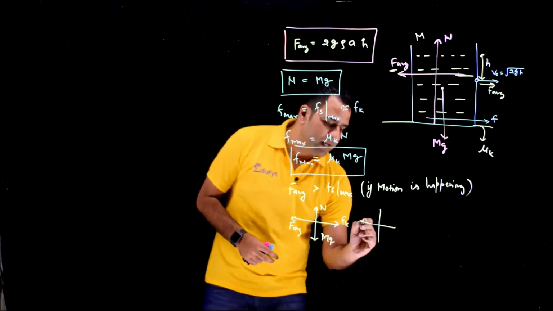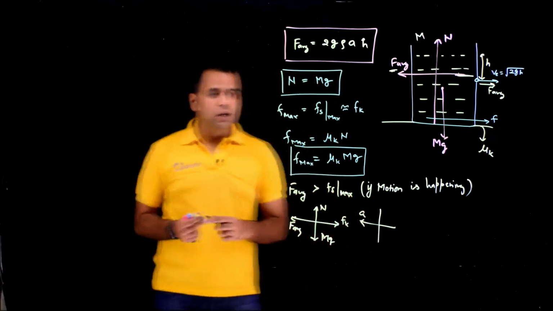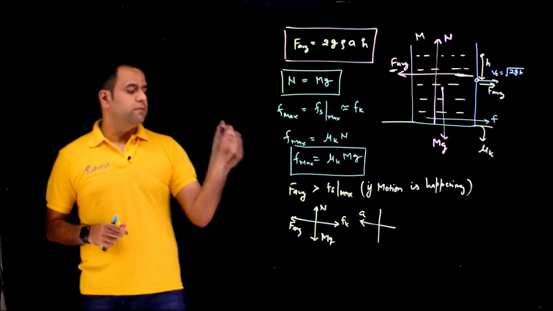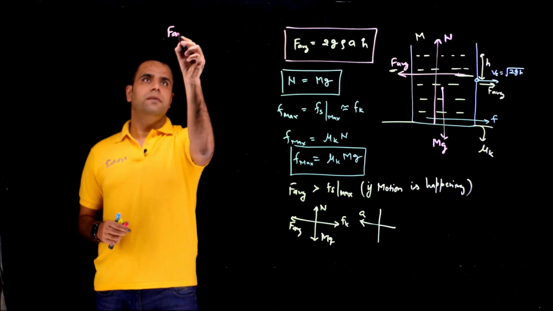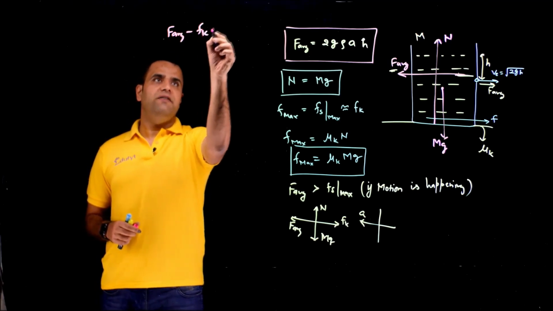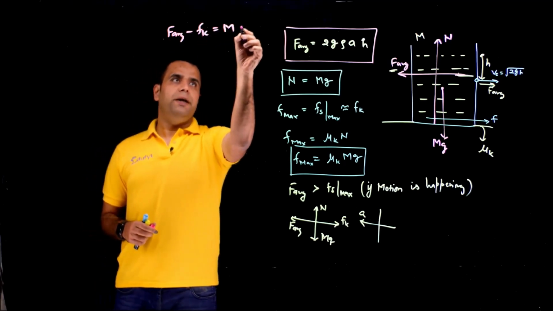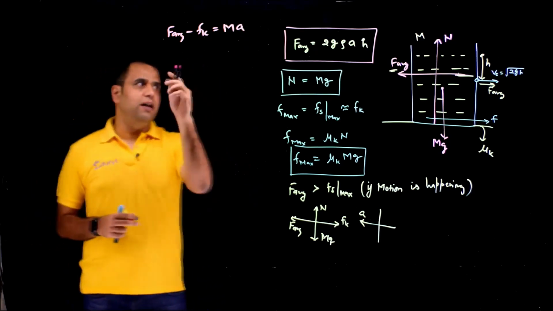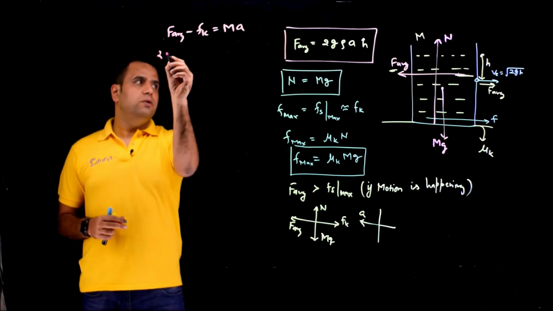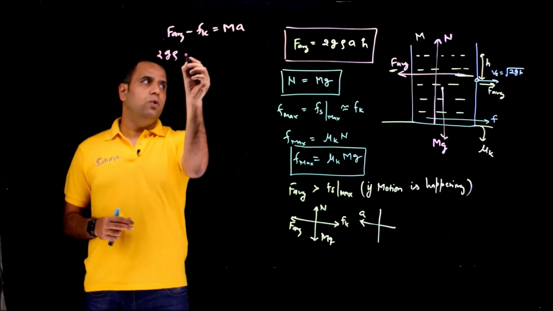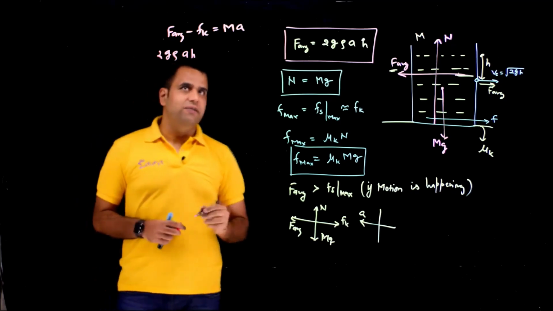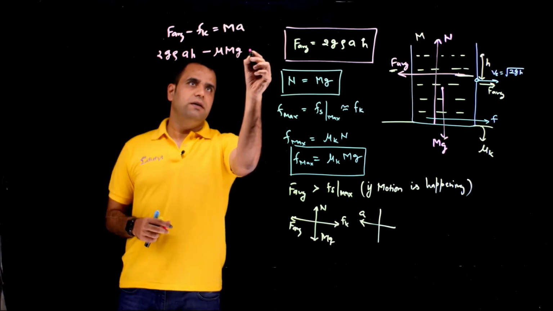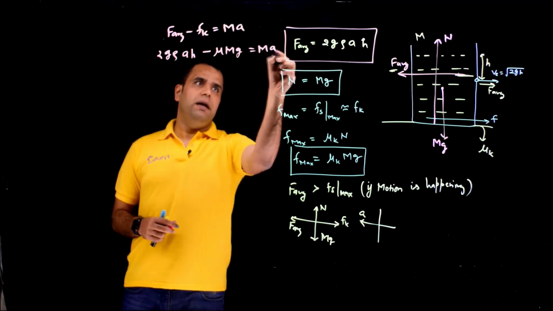Since motion is happening, the system will be having some non-zero acceleration. If I want to calculate that acceleration, F average minus Fk will be equal to capital M times A from Newton's second law. Let's put the values. It will be equal to 2g rho a h, that's the F average, minus mu times capital Mg, and that will be equal to capital M A.